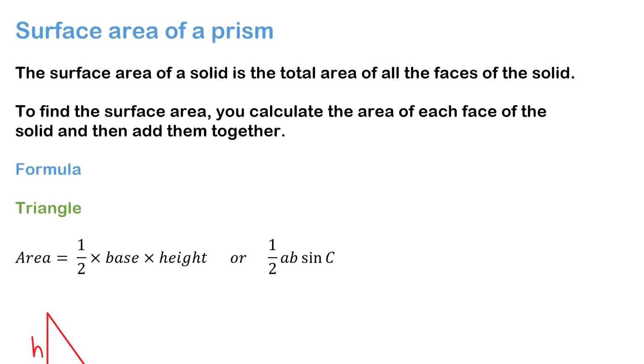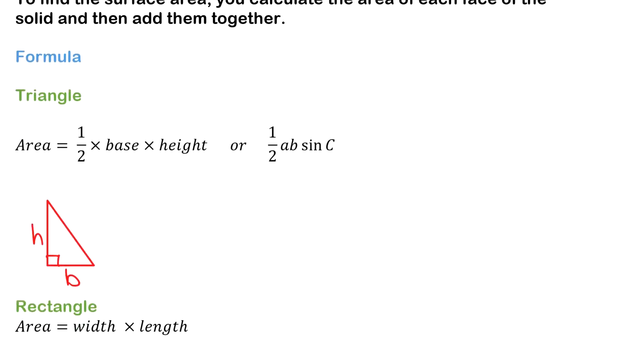In this video, we're covering the surface area of a prism. The surface area of a solid is the total area of all the faces of the solid. To find the surface area, you calculate the area of each face of the solid and then add them all together. So we're going to cover a couple of formulas to help you find the area of things that you should remember, but this is just a reminder.